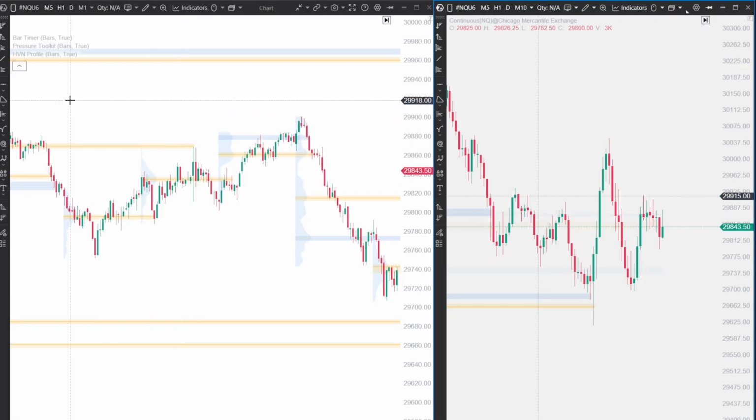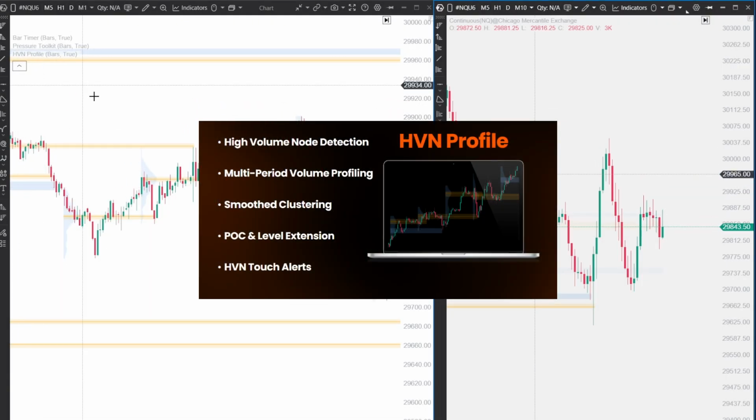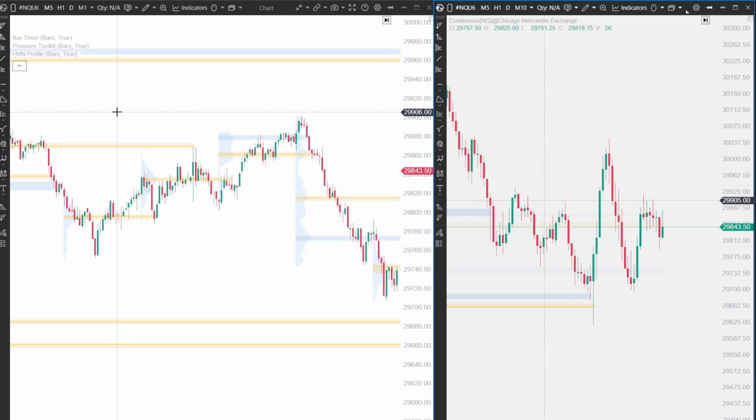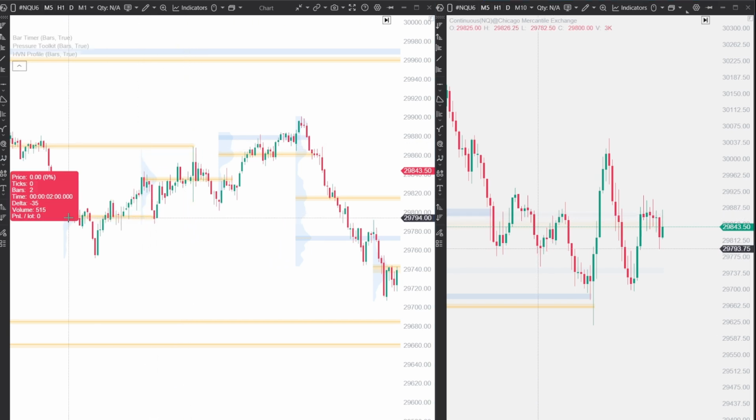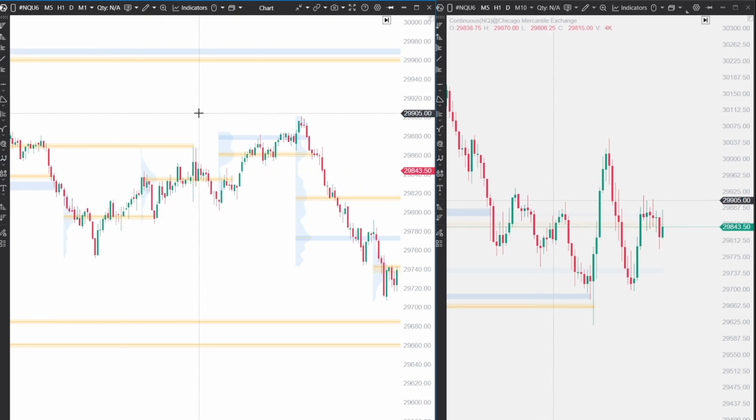Now, the tool I'm using for this is called the HVN profile. This is our indicator. And if you are interested in this tool, please check the description. There are many price reactions from these levels, as these ones I'm pointing to right now. This is a form of a volume profile that draws out these key levels. These are very often used as support or resistance in the market. And I just want to show you guys how insane this indicator can be sometimes.